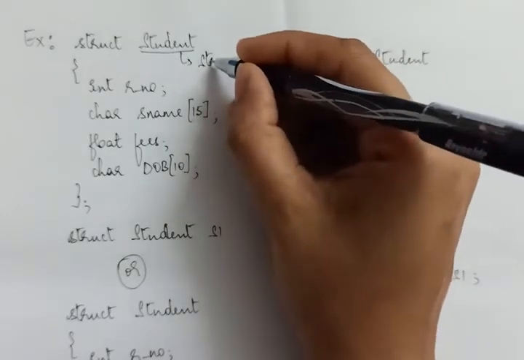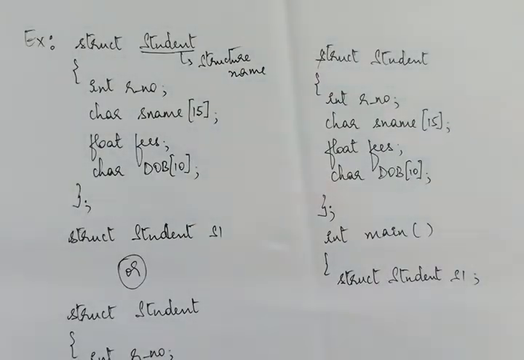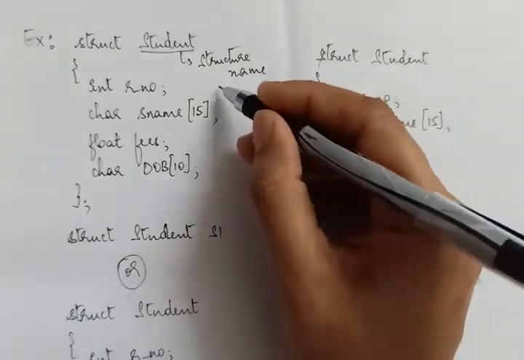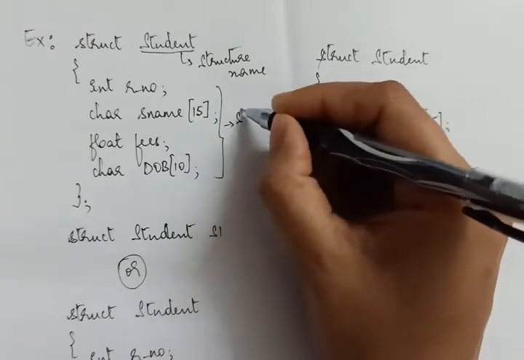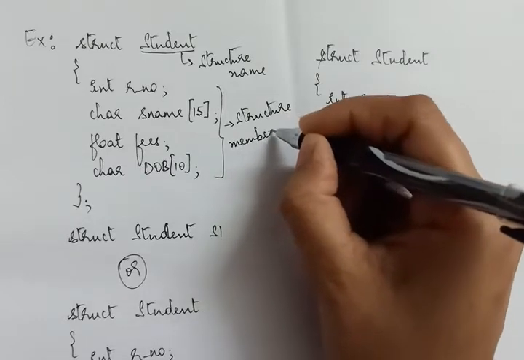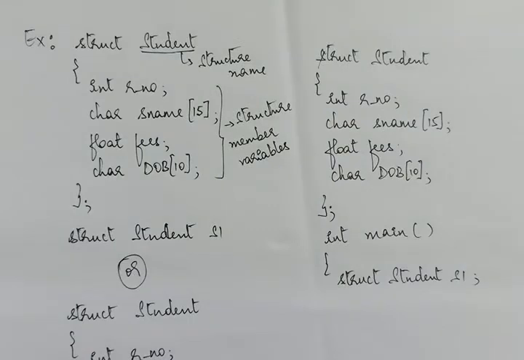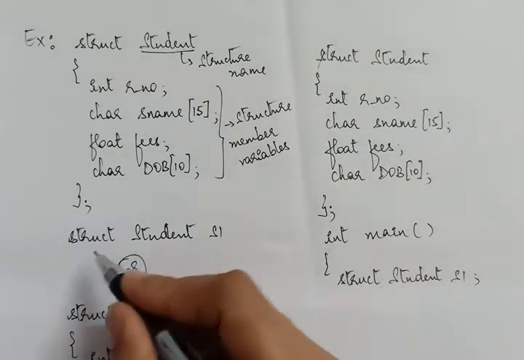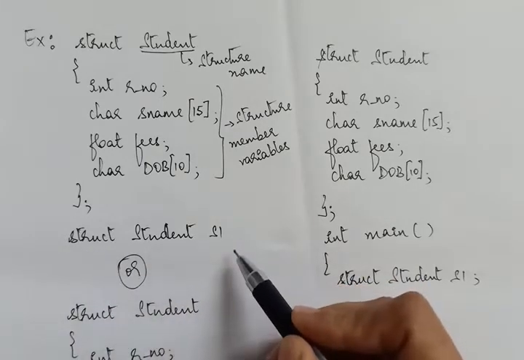So this is the structure name. The variables that are declared inside this structure type are called structure members, or we can also call them member variables. And you need to observe here, I have created struct student s1.